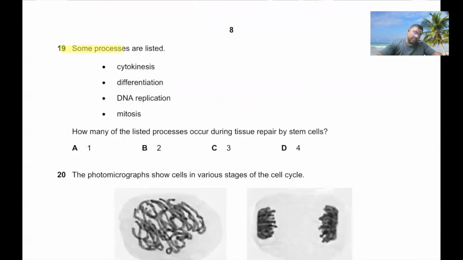Question number 19. Some processes are listed: cytokinesis, differentiation, DNA replication, and mitosis. How many of these listed processes occur during tissue repair by stem cells? Cytokinesis occurs, differentiation occurs, DNA replication occurs, and mitosis. All of the processes, so 4. 19D is the correct answer.